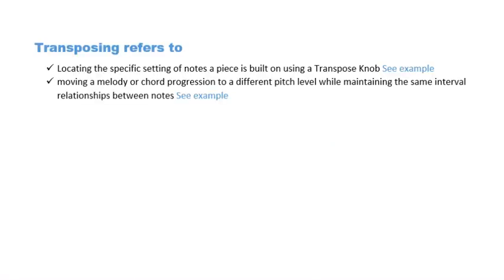So another concept to look at is, what is transposing? Transposing refers to locating the specific setting of notes a piece is built on using a transpose knob. Definition number 2, it refers to moving a melody or chord progression to a different pitch level while maintaining the same interval relationships between notes. Okay, so the first definition is when we use a transpose knob.